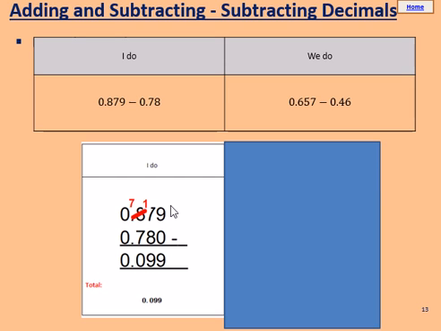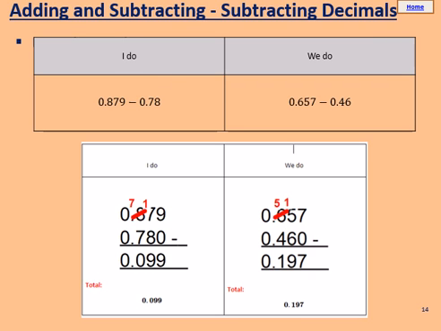Please use this example to help you through the we do. Pay attention to the place value, remember that. We'll mark in green pen in a moment. So here's the answer for the we do.